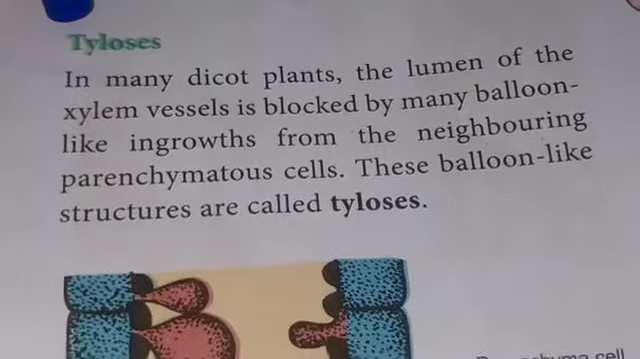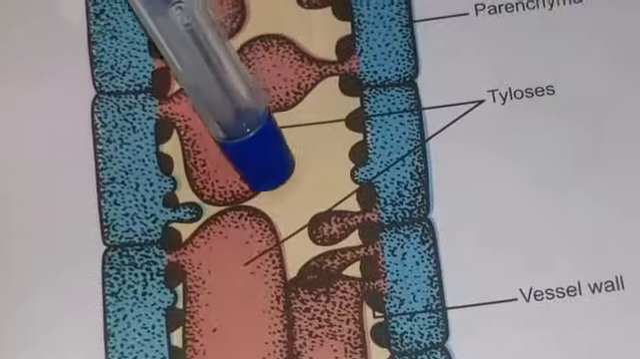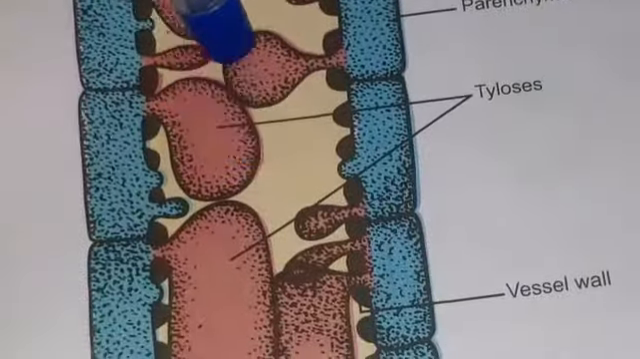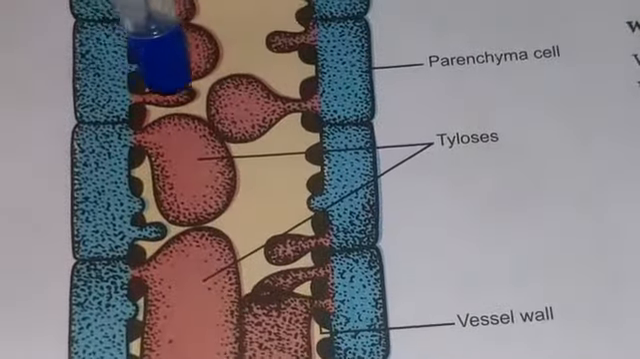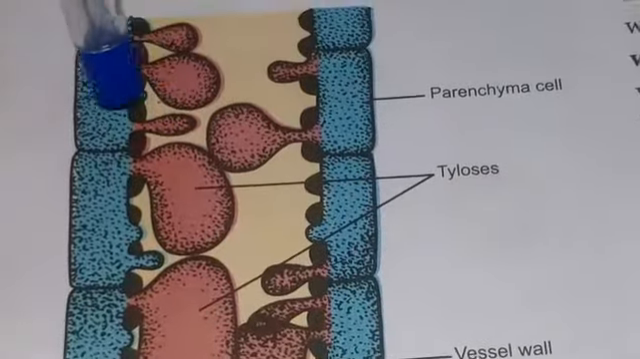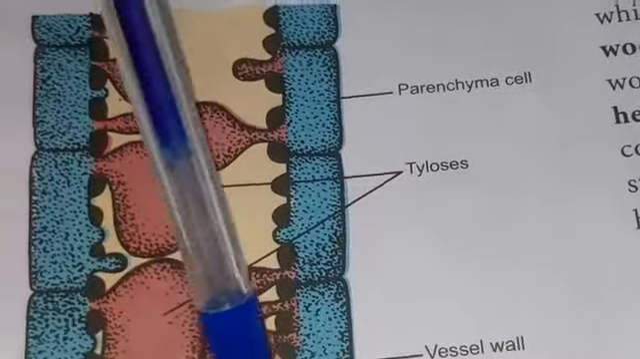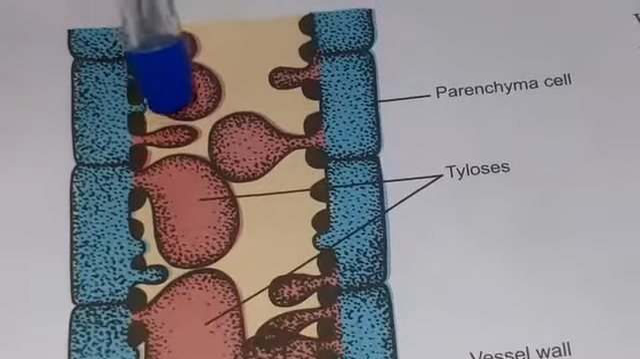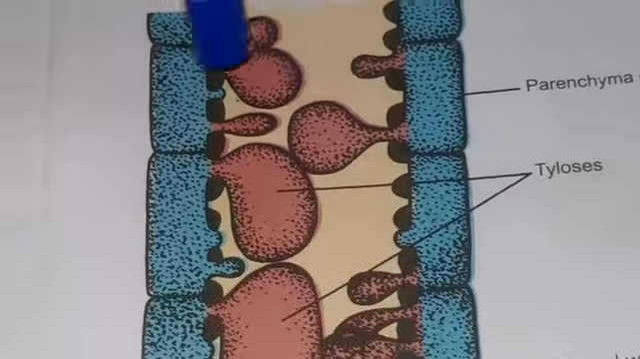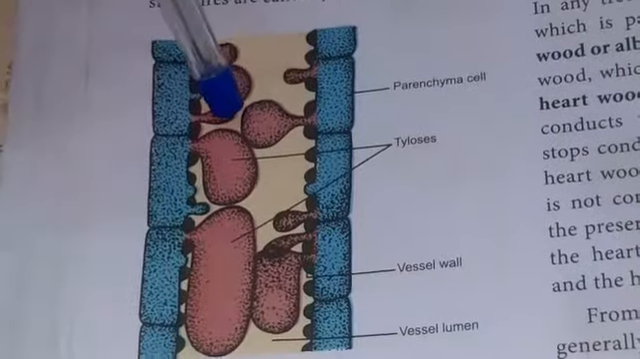The next topic is tylosis. In many dicot plants, the central lumen, that is the space present within the xylem vessel, is blocked by a balloon-shaped ingrowth from the neighboring parenchymatous cells. The balloon-like structures are called tylosis.